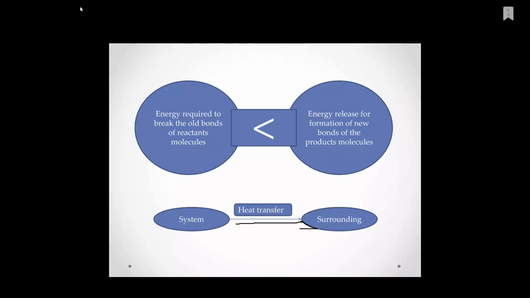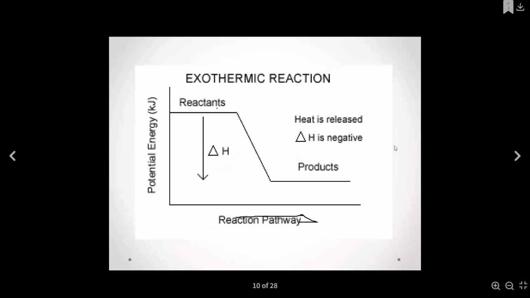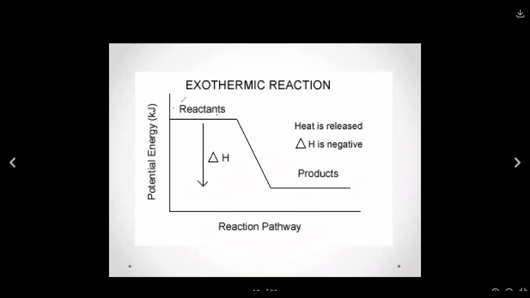And then the next thing that we are going to look at is the representation of exothermic reaction. How do we represent exothermic reaction graphically? So this is it. This is the reactant here, and this is the product. If you are going to draw it, you will have the reaction pathway, potential energy on the vertical side, and the heat is released. So that is where delta H is negative.